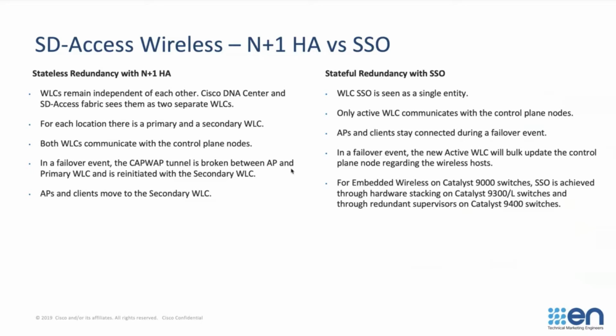With respect to N+1 HA, the APs and the clients typically go to the secondary WLC if the primary fails. Whereas with the SSO mode, since this is a single entity, the new active wireless controller automatically takes precedence, and it will come back and connect to your fabric wireless host.